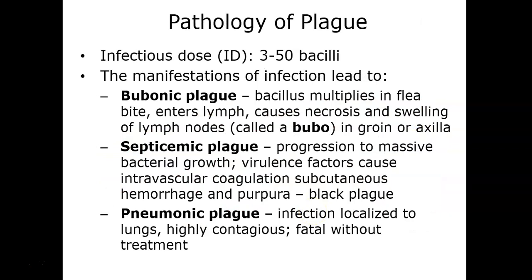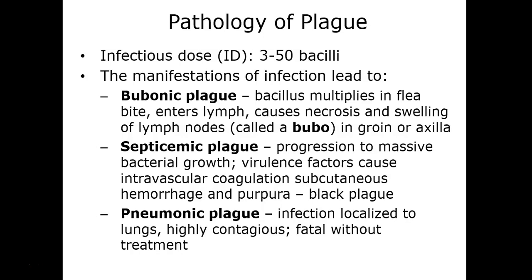The infectious dose is relatively small, only about 3 to 50 cells to actually cause infection. And the symptoms typically arise between 1 to 6 days after exposure. The bubonic plague is commonly known because it forms these massive swelling of the lymph nodes, these almost like tumors that form, known as buboes. And these buboes form in the armpit region or in the groin region.